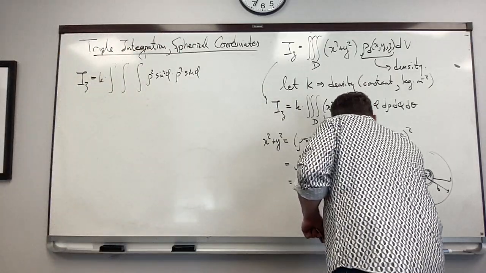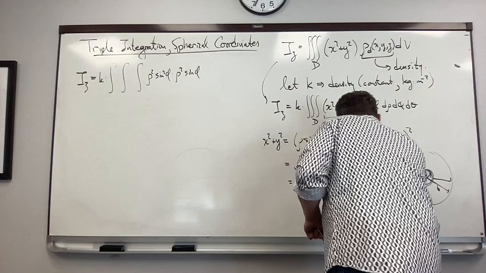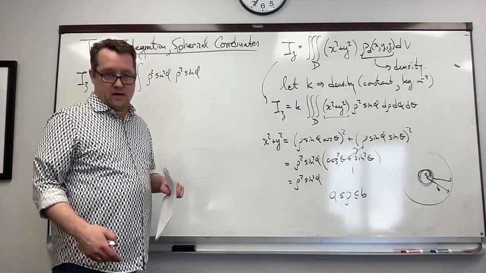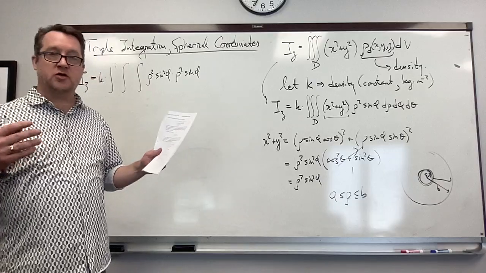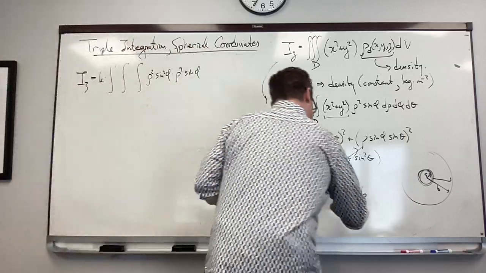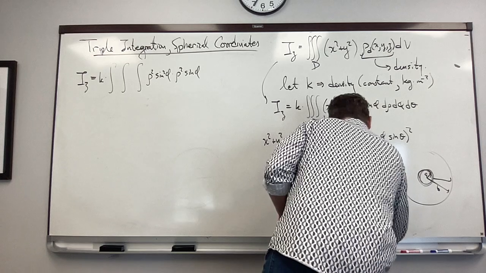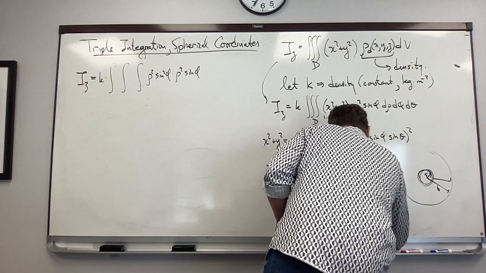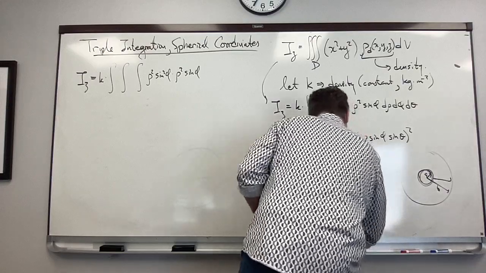Okay. Sorry, I keep saying that. Rho will be between b and a. Now the rest of these things are spheres, so we're integrating over all of theta and all of phi. Phi and theta are easy. Phi will just go from 0 to pi, and theta will go from 0 to 2 pi.